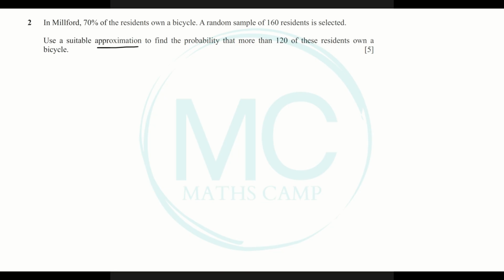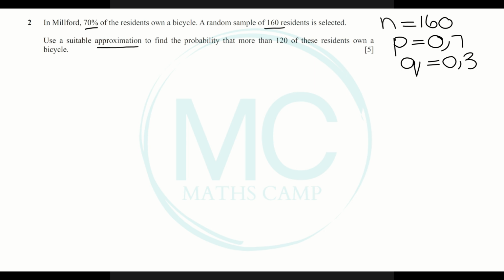So let's start with our binomial. When working with binomial distribution, we need a value for n, for p, and for q. N is the random sample, so in this case, 160. I'm going to make a note of this over here, 160. P is our probability, in this case, 70%. Let's make it a decimal, and we see that p is equal to 0.7. Q is the complement, so q is equal to 0.3.